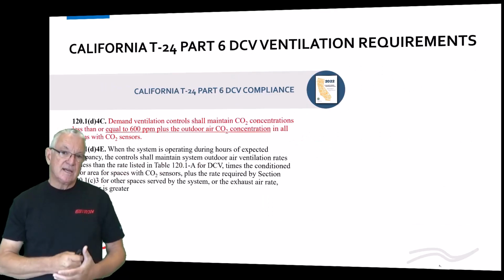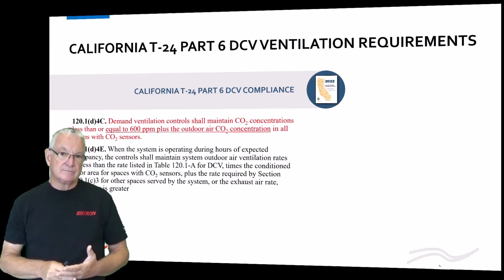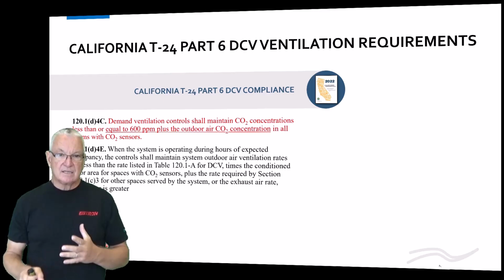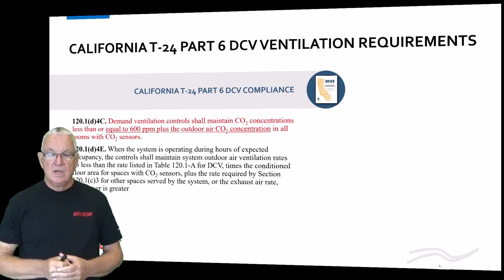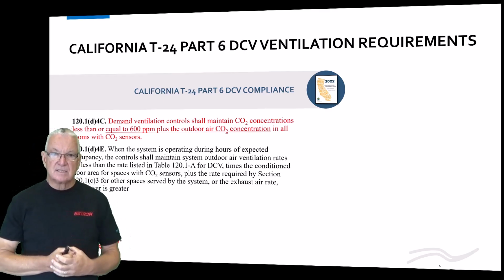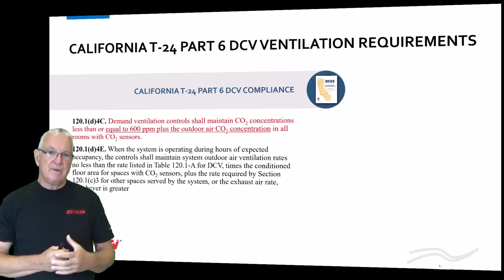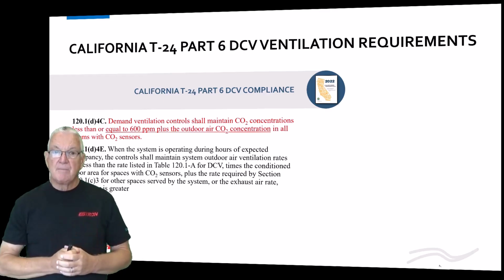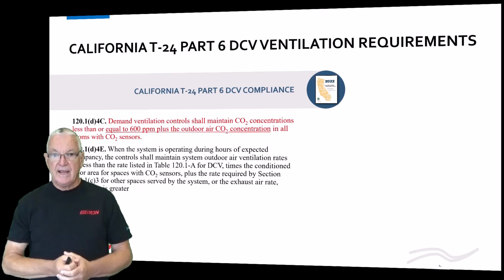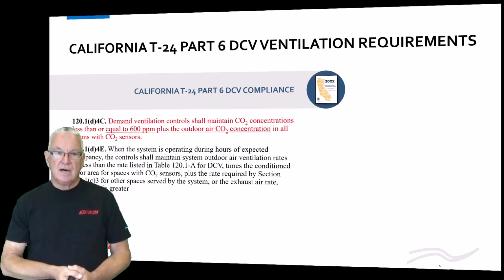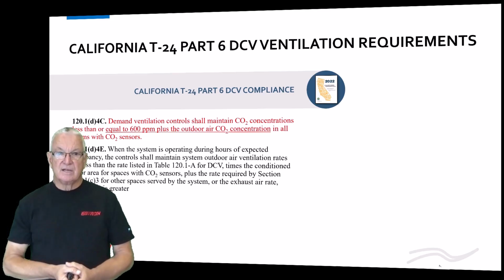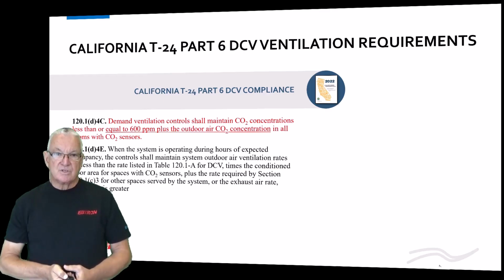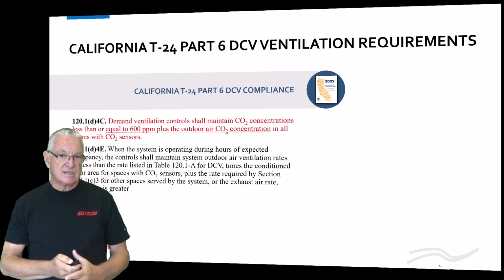Now, California's a bit different. California doesn't get into this population requirement directly. Title 24 Part 6 is all about maintaining CO2 levels, currently at least, about maintaining CO2 levels 600 parts per million above ambient, which is often about 1,000 parts per million. So there are some differences there.